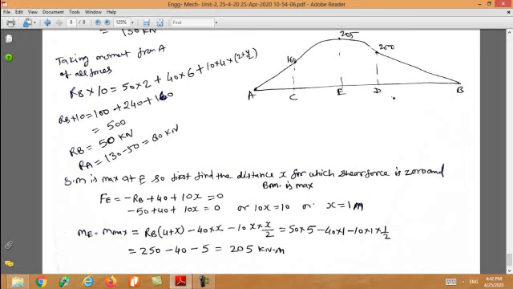So in the next class we will take some other loads and other types of beams and draw the shear force diagram and bending moment diagram. Okay, thank you.